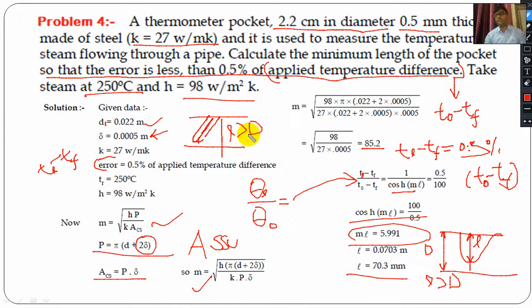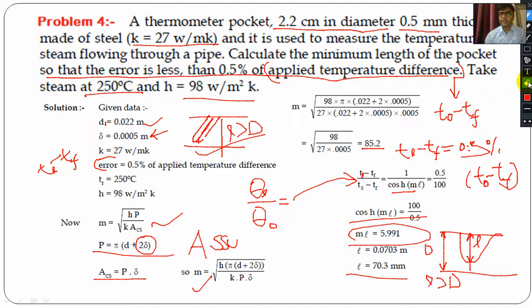Clear? So suppose the diameter of the tube is given in that problem, say for example the diameter of the pipe is 60 mm. Clear? And here the thermometric length is 70.3. It does not mean that your solution is wrong. You can say the thermometric length is greater than the diameter of the pipe, so we can adjust the thermometric well diagonally like this, and make a diagram also.